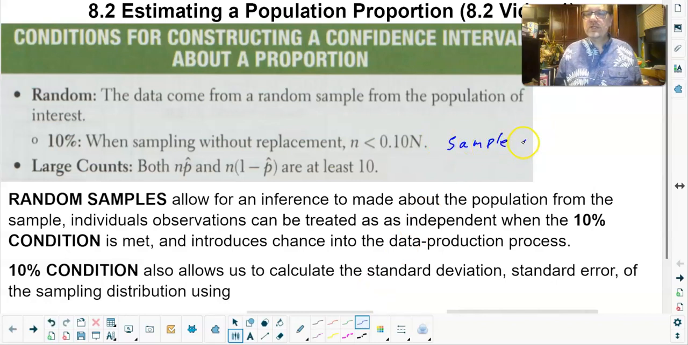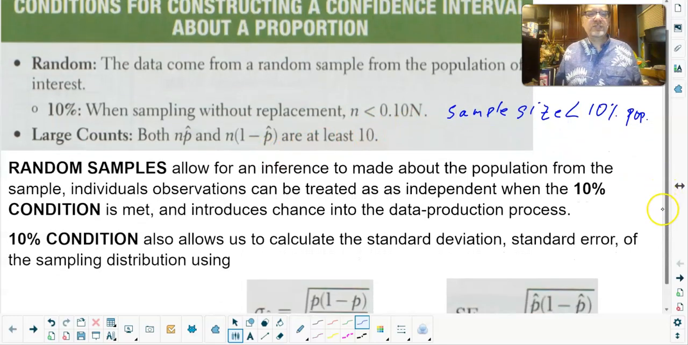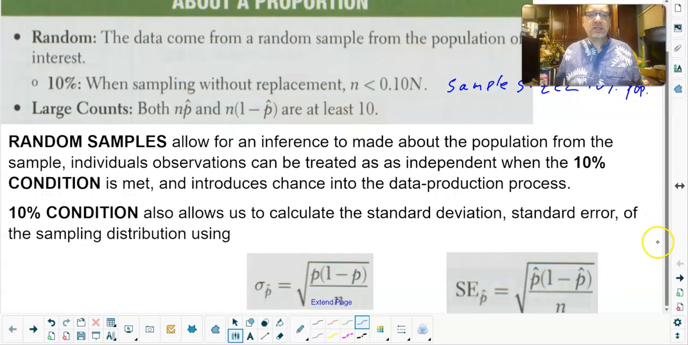So the 10% condition says sample size is less than 10% of the population. And again, this is true in most conditions, but we need to double check, especially if we're given counts. We have to have our large counts where we are saying n times p hat and n times 1 minus p hat are both at least 10. So the sample size times the probability of success and the sample size times the probability of failure needs to be at least 10. The number of successes and the number of failures have to be both at least 10.